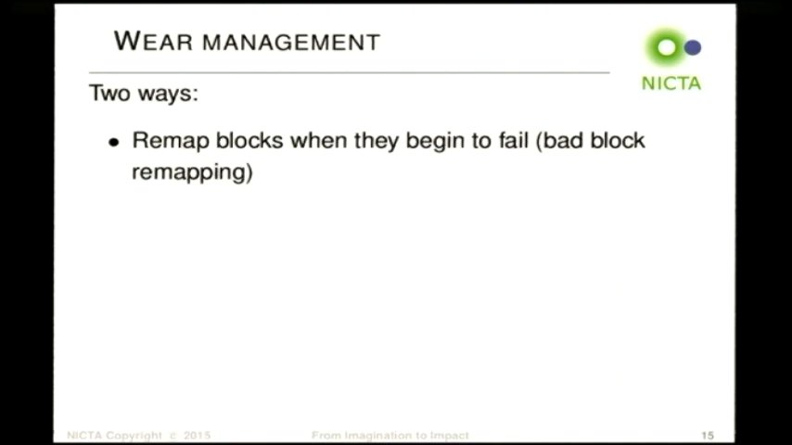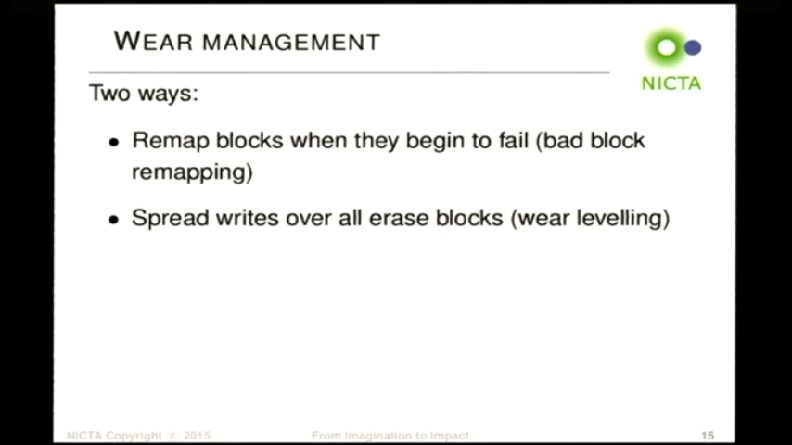I'll just talk a little bit about wear management because it's kind of interesting. There's two basic ways that you can do it if you're thinking sensibly. And some of this has been documented in places like the IEEE conferences. What you want to do is you want to remap blocks when they begin to fail. So when you start detecting the ECC going wrong, you remap it. And the other thing you want to do is spread all the writes across all the array's blocks so that you don't use any one of them excessively and start making it go bad. In practice, you do both of those, but with one caveat.